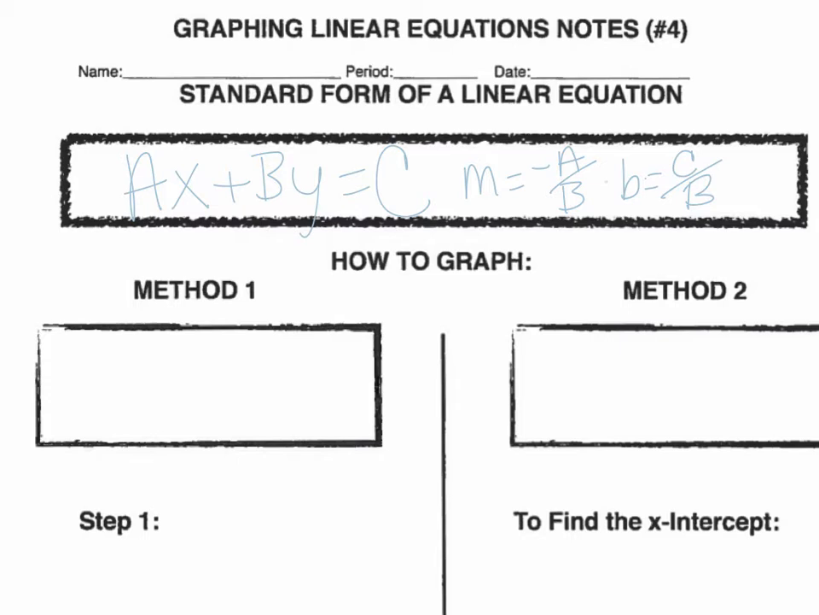Here, however, we're going to look at taking an equation in standard form and changing it into slope-intercept form, and using the graphing just the way we did a minute ago, or finding our x and y intercept and graphing that way. So the first method is to change it into slope-intercept form.